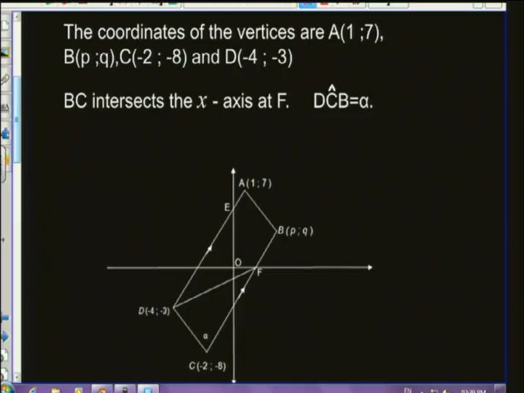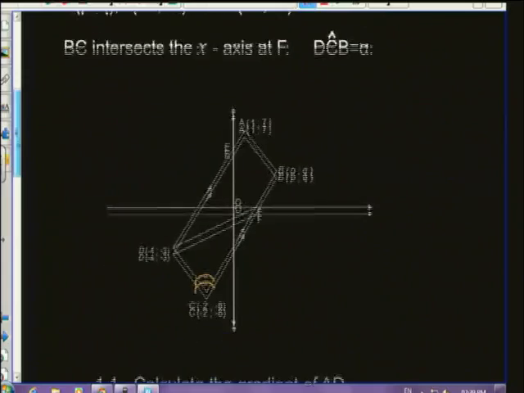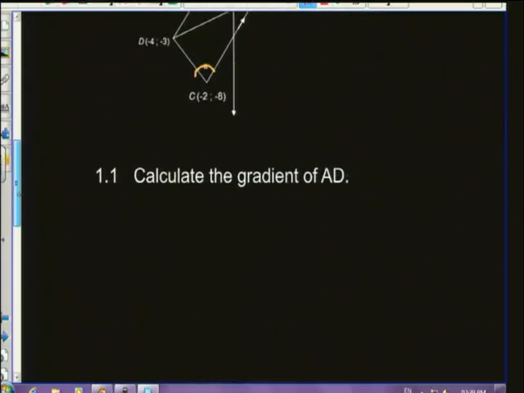The coordinates of the vertices are A(1; 7), B(P; Q), we don't know what P and Q are, C(-2; -8), and D(-4; -3). They also tell us that BC intersects the x-axis at that point F. And they tell us that angle DCB, this angle here, is equal to alpha. Right. Let's look at the questions.